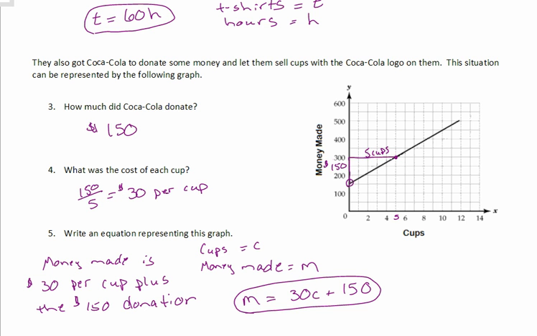Okay, let's look at the difference between this one and the last graph that we looked at, which went through 0, 0. This one doesn't. This goes through 0, 150. So our y-intercept is a little bit different. Also notice that we're not just looking at 30 bucks per cup, where all I have to do is plug in a number and know how much we have. We have to add on that $150. And that's what we're doing in this section.